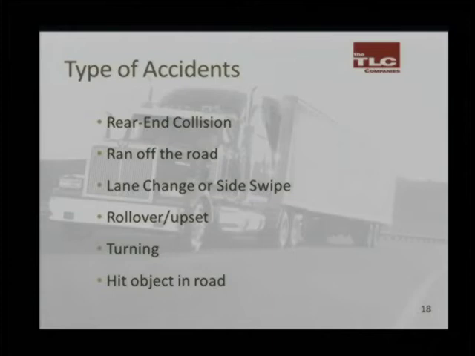Now that we've identified some of the contributing factors that can lead to an accident, what are the most common types of accidents and causes of injuries that we see at TLC and nationally? Rear-end collision, ran off the road, lane change or sideswipe, rollover and upsets, turning and hit an object in the road. At least one of the contributing factors that we just reviewed, by one or more parties involved, caused some of these accidents. Okay, so now that you know what factors into having an accident, how do you prevent one from happening in the first place?